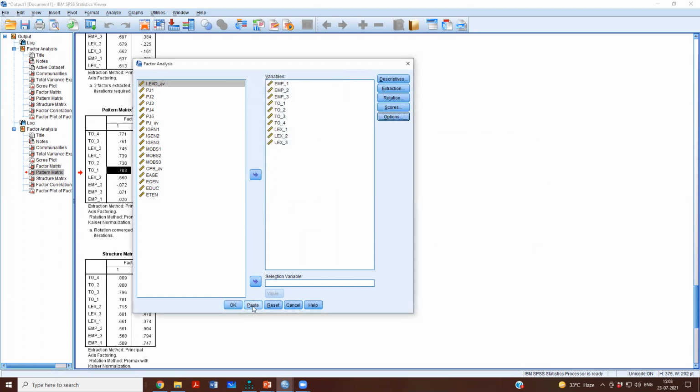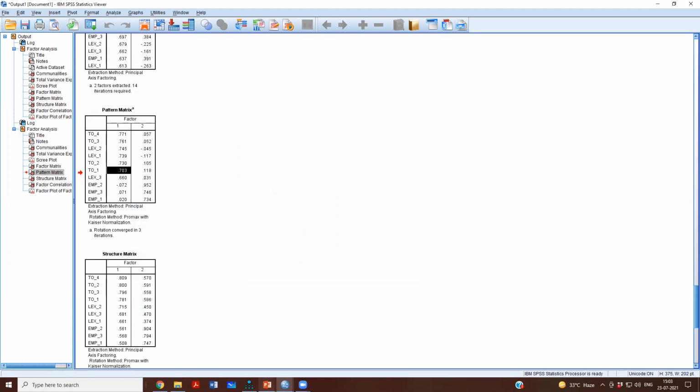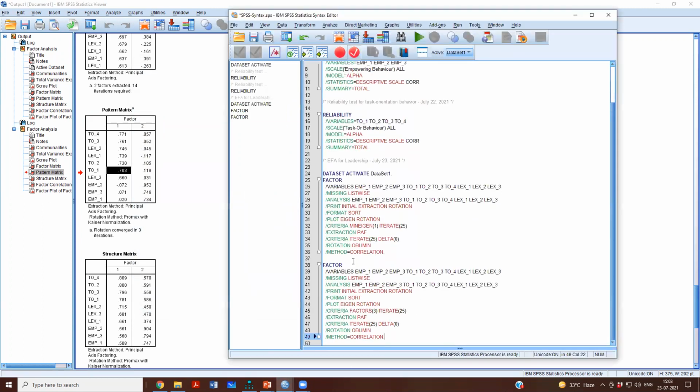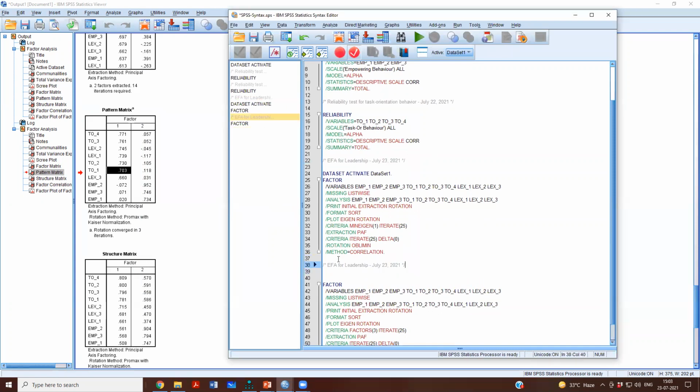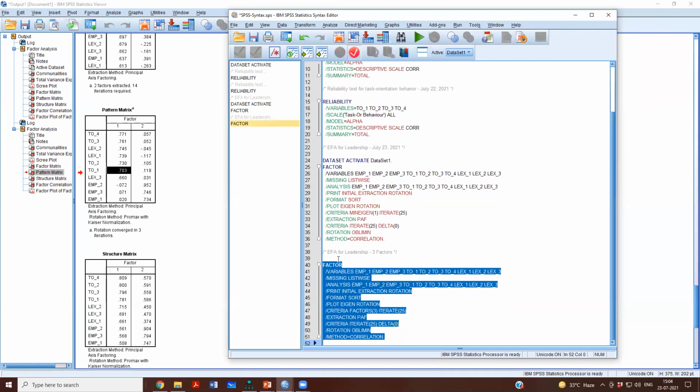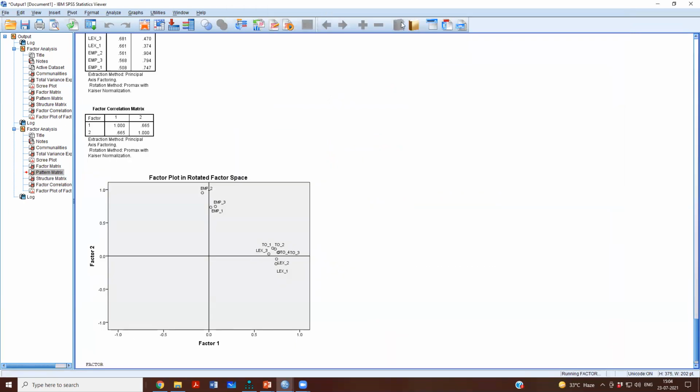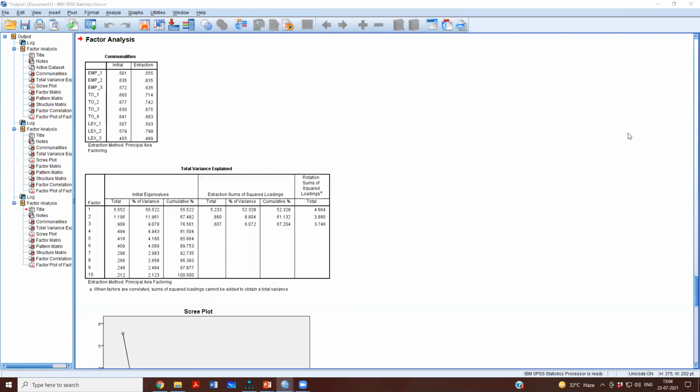Okay, so I'm going to continue and I'm going to paste my syntax, and I'm going to say that this is again EFA with 3 factors. Okay, now when we run this, we can see what happens to our output.